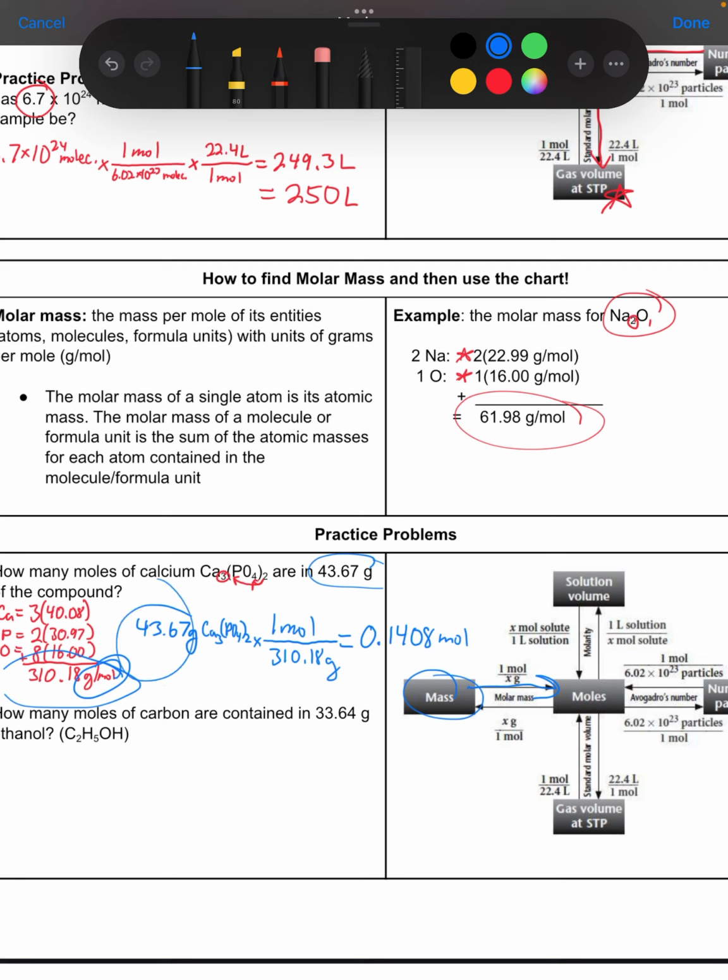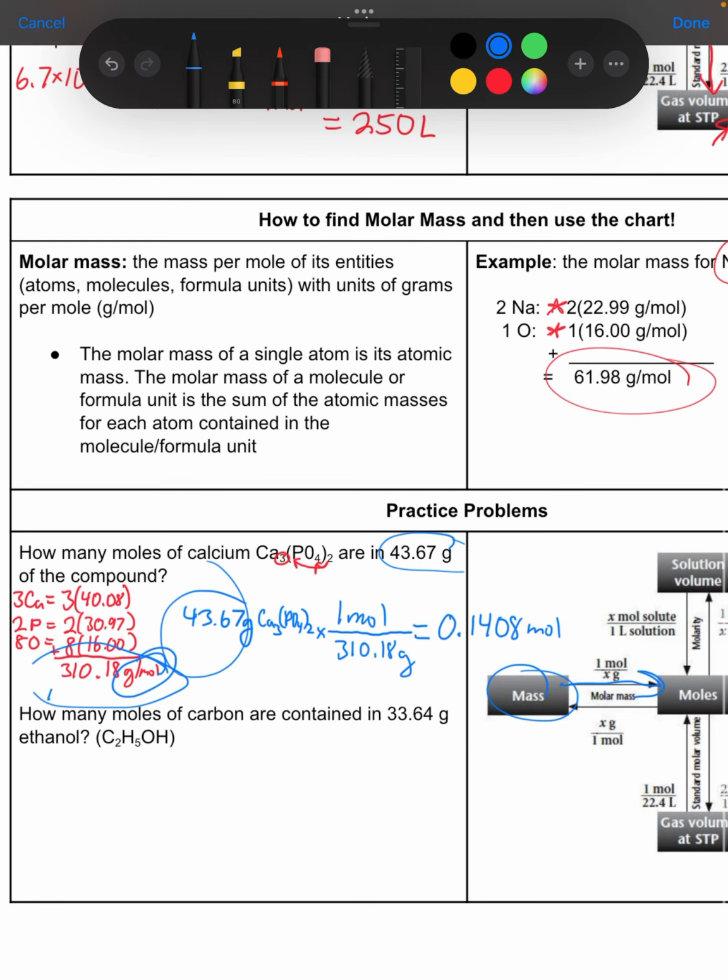Let's take a second to make sure our answer makes sense. We know that 1 mole of this substance is 310.18 grams. I have substantially less than that to start with, so it makes sense that I'm ending up with a small amount of moles at the end.